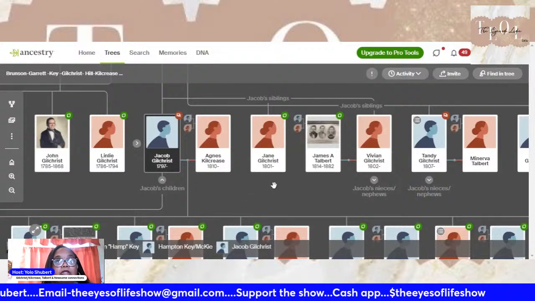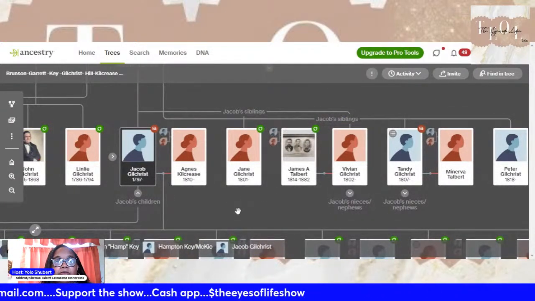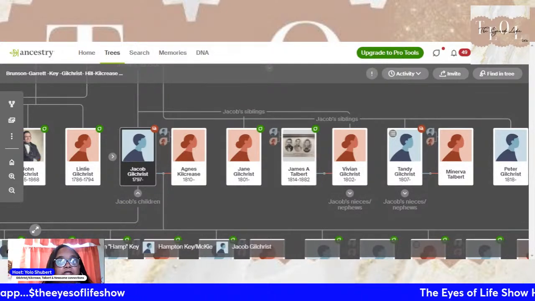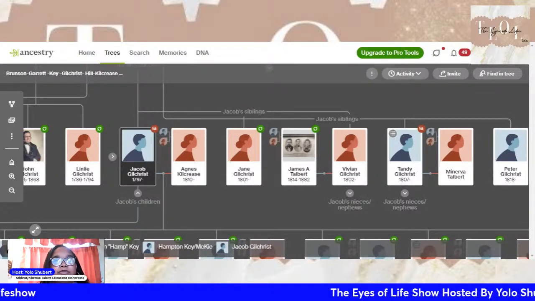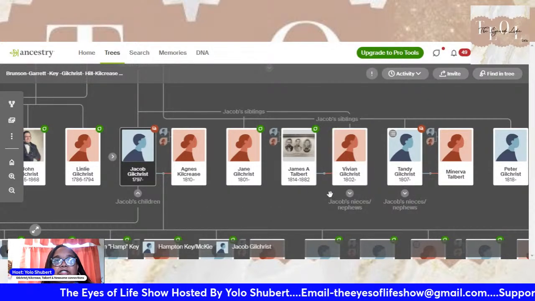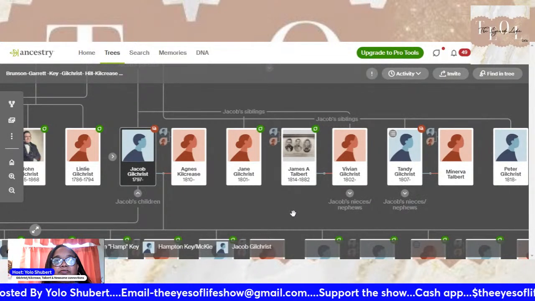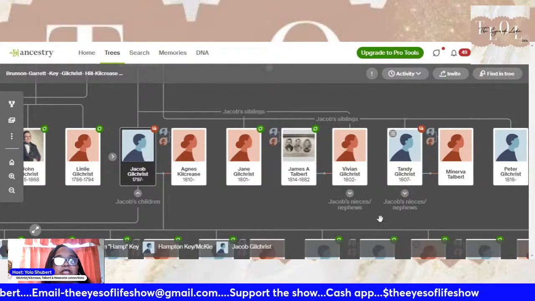Now, Agnes, her mother's name was Chloe. Now, I told you this is going to show you how the Gilchrist, Talbert, and Newome families all connect. So as you can see, Jacob's sister, Vivian, she was with an enslaver named James A. Talbert.